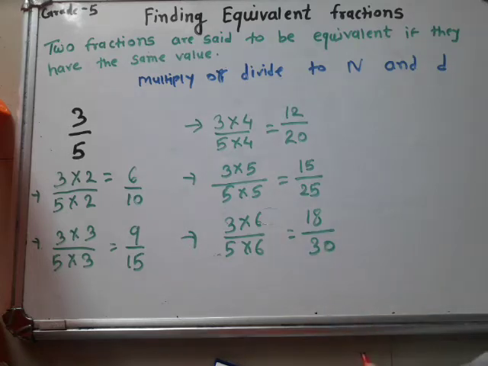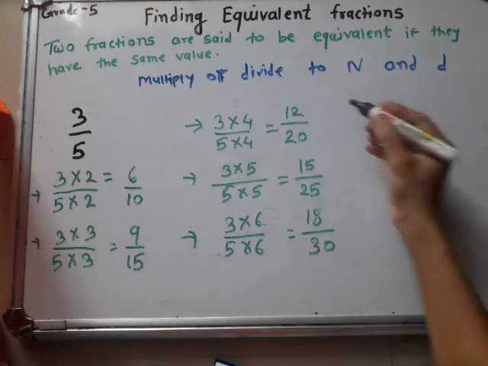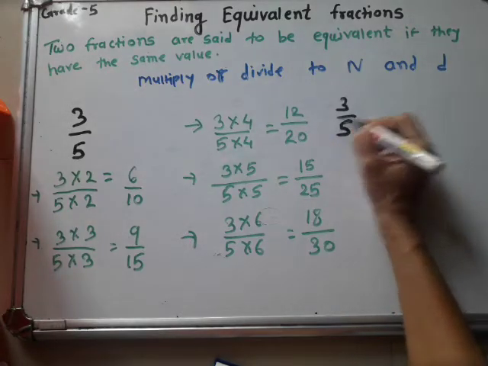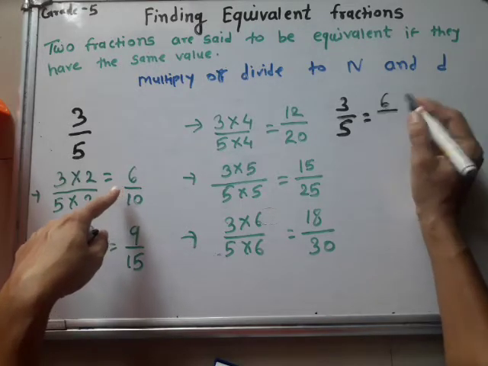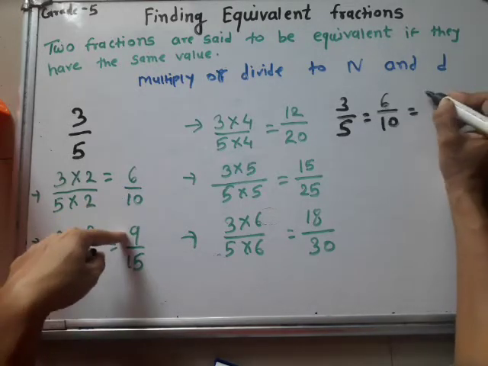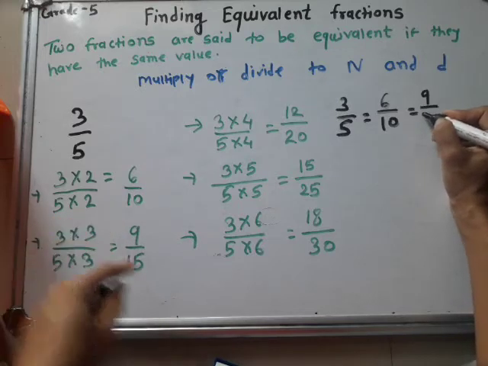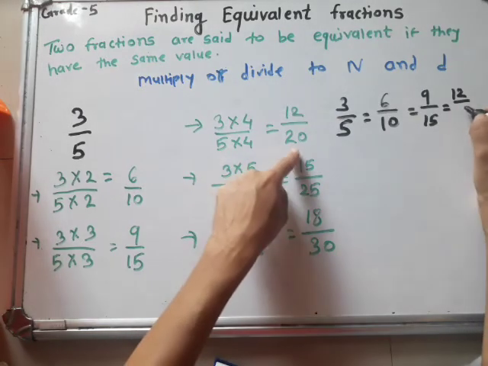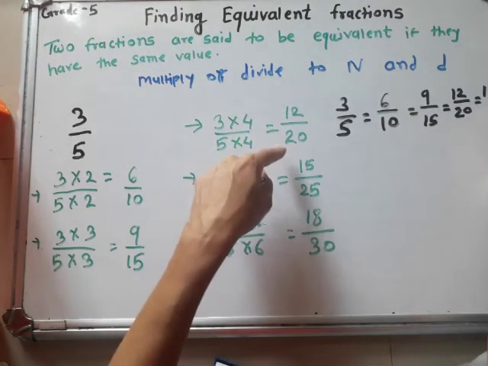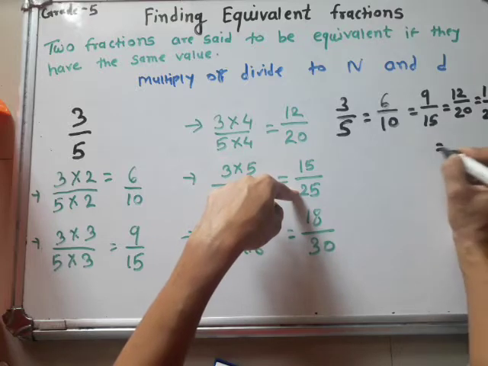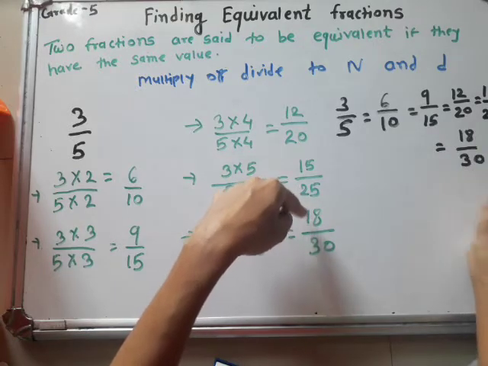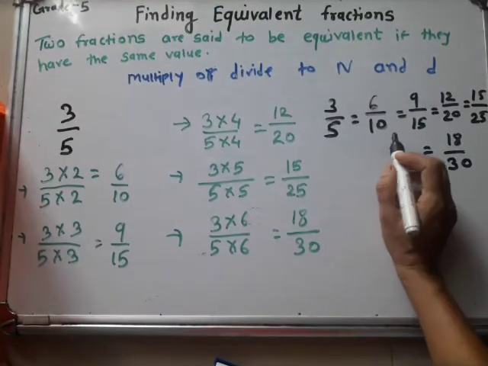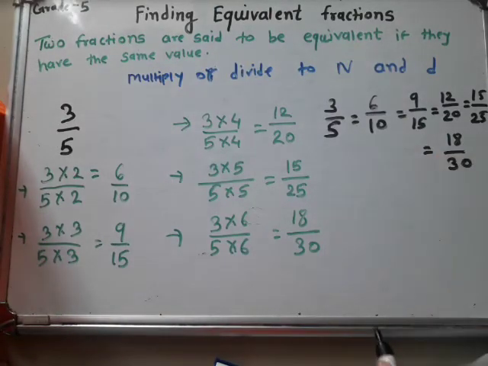Now how many equivalent fractions do we get here? The equivalent fractions of 3/5. So here we get the first equivalent fraction 6/10, then 9/15, then the next fraction 12/20, and the next fractions 15/25 and 18/30. How many fractions do we get here? 1, 2, 3, 4, 5. 5 equivalent fractions of 3/5.